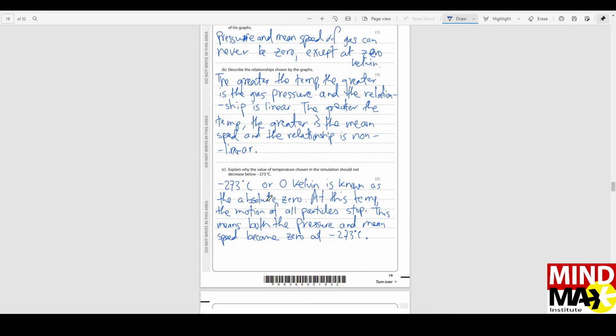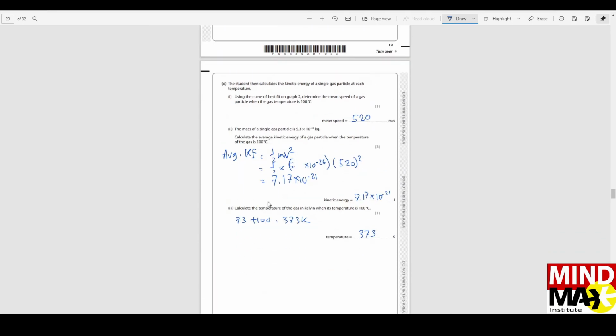So that's what we got. Then they're asking us to find the average kinetic energy when the temperature is 100 degrees Celsius. So the mass is given, and to find the kinetic energy, we need the velocity as well. And we found the velocity in the previous part. At 100 degrees Celsius, the velocity is 520. We put it here, we get the kinetic energy.